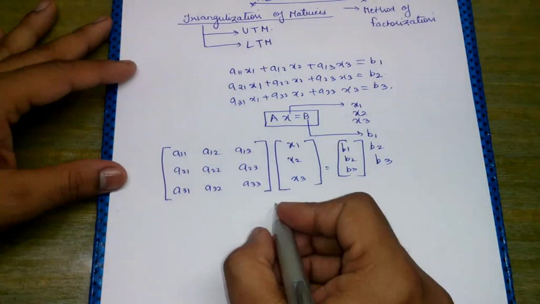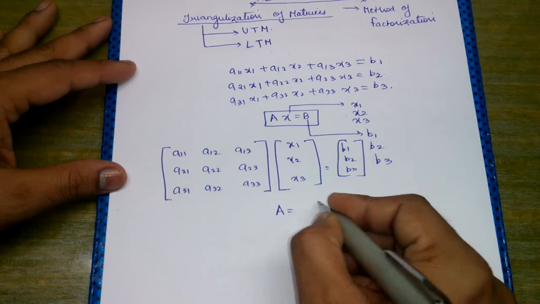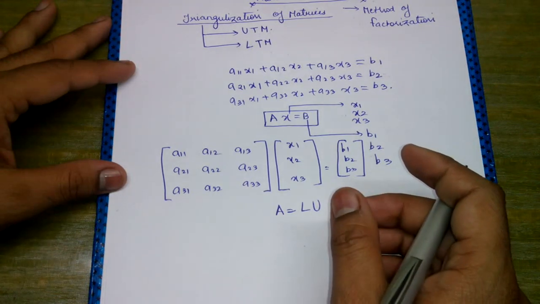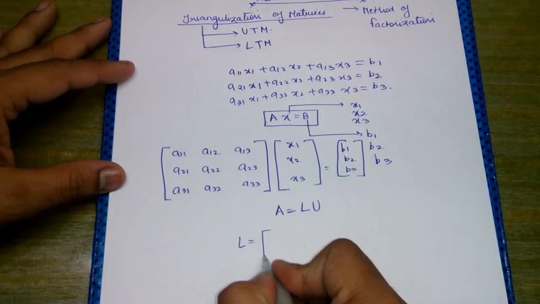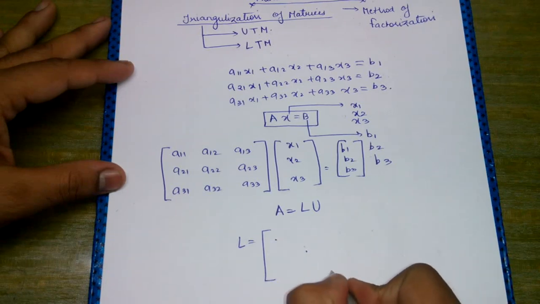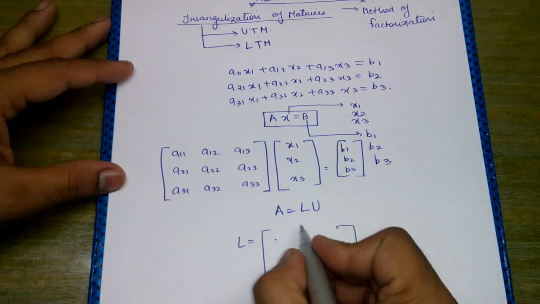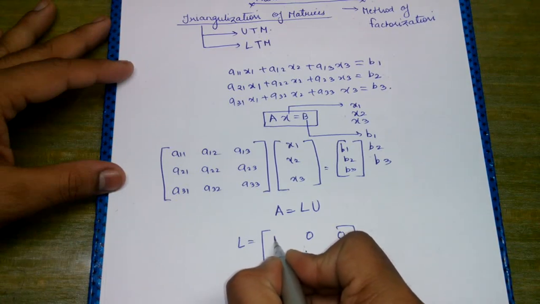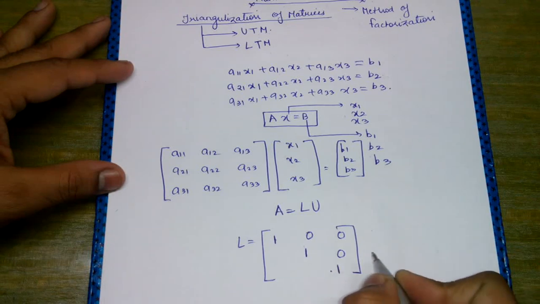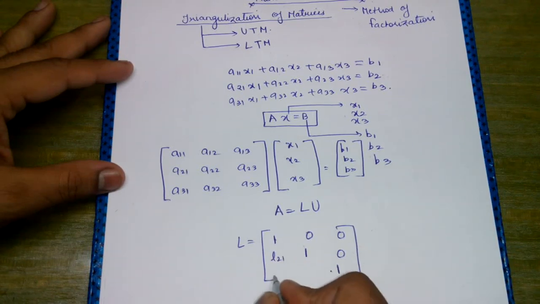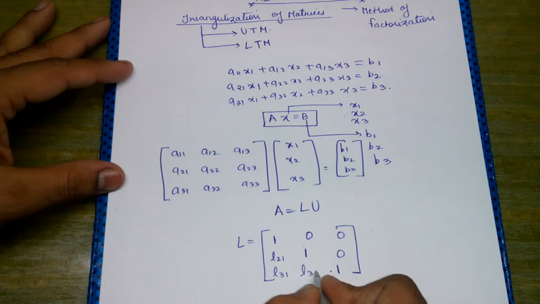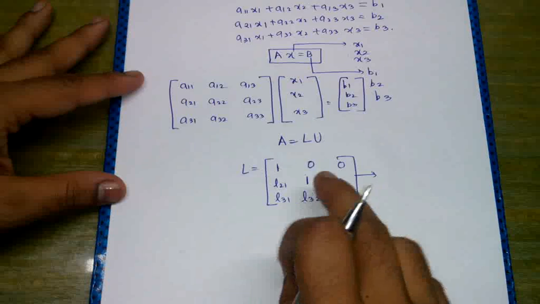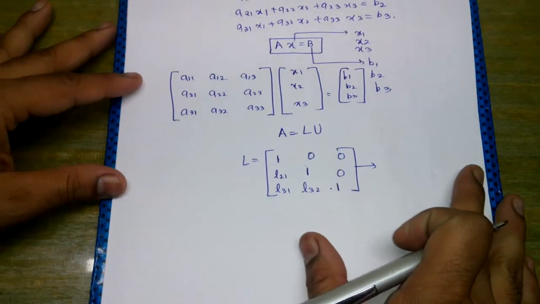Now what we will do is, we will break the matrix A into a product of the lower and the upper triangular matrix. Okay, where in the lower triangular matrix, we are having the elements above the principal diagonal as 0, so 0, 0, 0. The diagonal elements are being considered as 1. This is L21, L31, L32. Okay, so in this lower triangular matrix, the unknown elements are L21, L31, and L32.